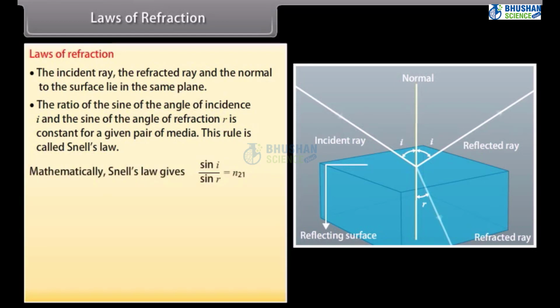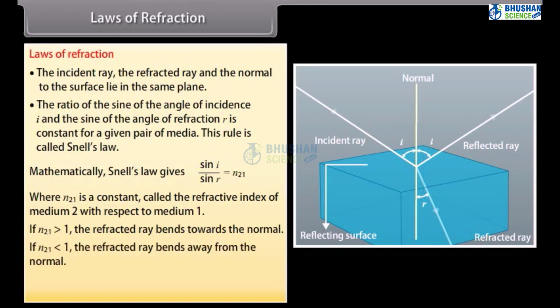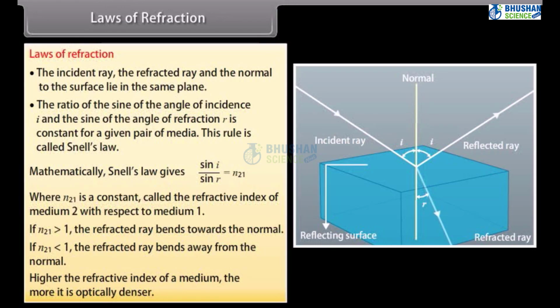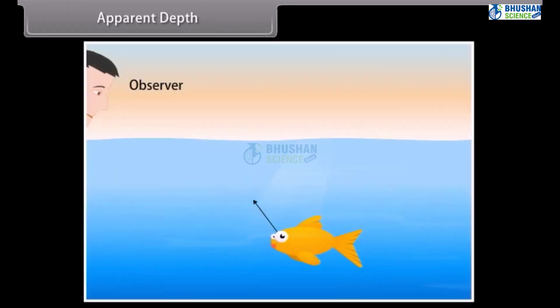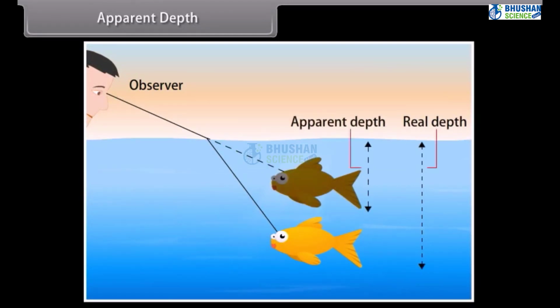Mathematically, Snell's law gives sin i by sin r is equal to n21, where n21 is a constant called the refractive index of medium 2 with respect to medium 1. If n21 is greater than 1, the refracted ray bends towards the normal. If n21 is less than 1, the refracted ray bends away from the normal. Higher the refractive index of a medium, the more it is optically denser. Apparent depth. Due to refraction, the object in another medium, say in water, appears to be raised.